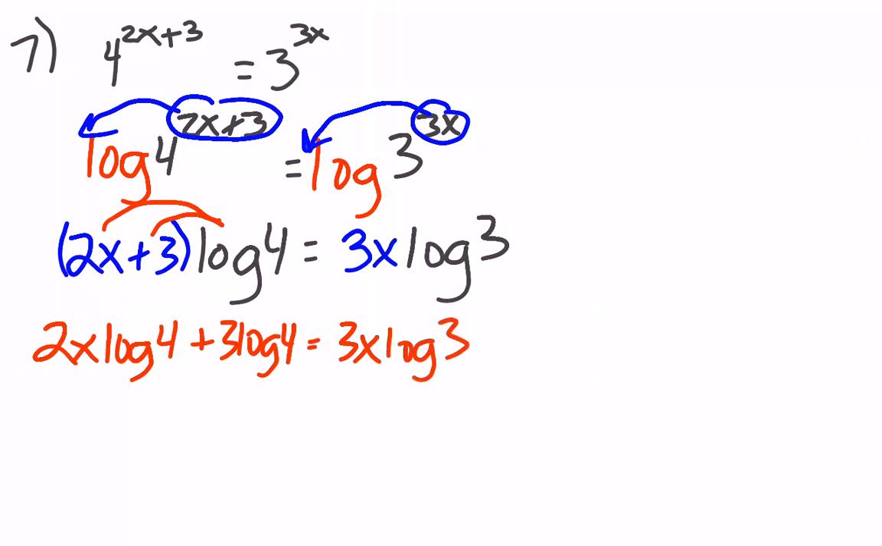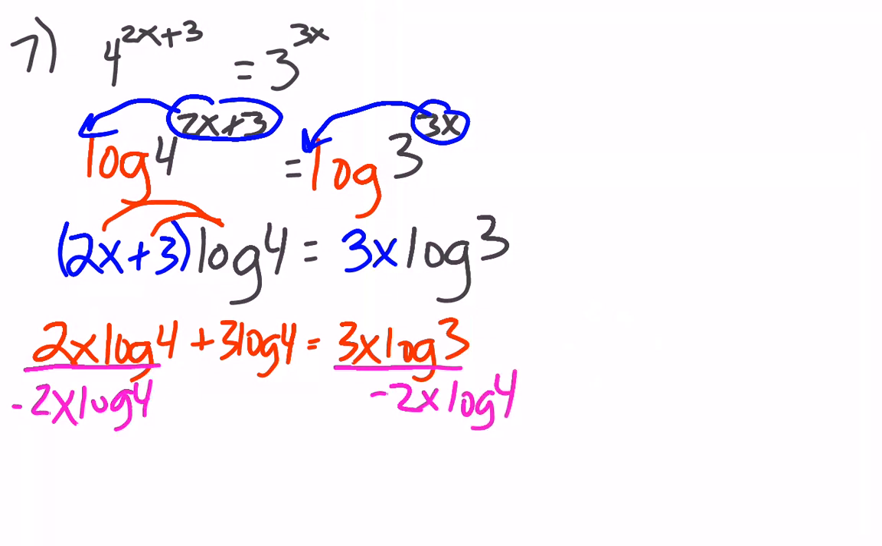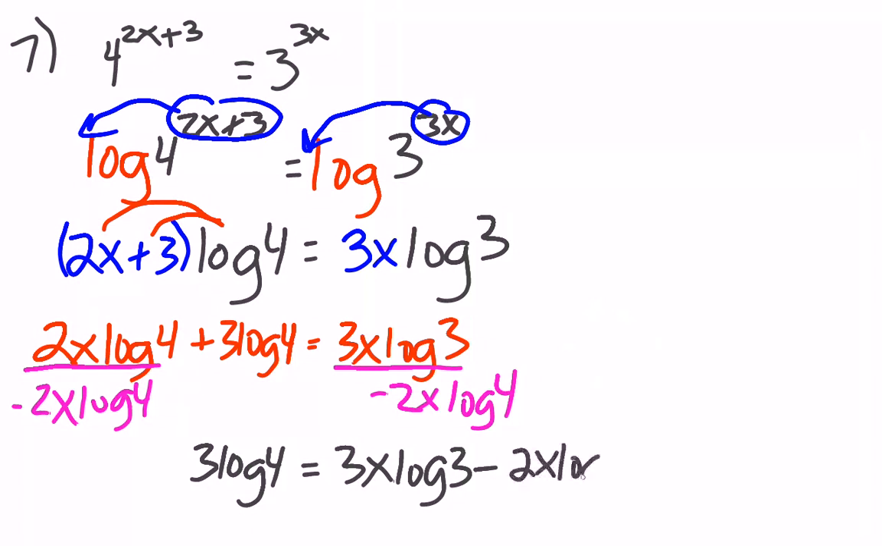And now my objective is to get all the x terms on the same side. So since the 3x one is kind of lonely over there, I'm going to subtract 2x log 4. And y'all are in pre-calculus, so if you don't need to show me every single step, bless, we're good, move on with your life. Okay, so the left side is 3 log 4, and the right side is 3x log 3 minus 2x log 4. Yes, these problems are long. It's okay. Don't complain. All right.